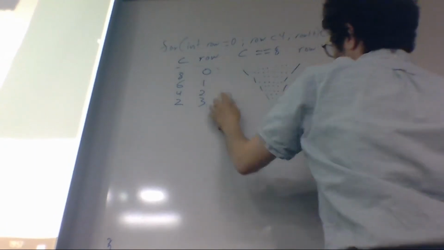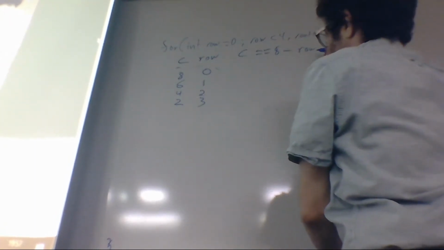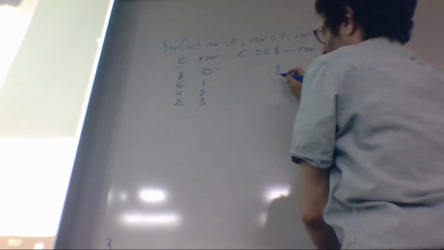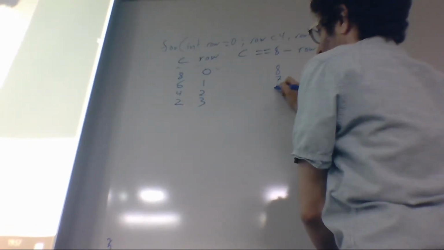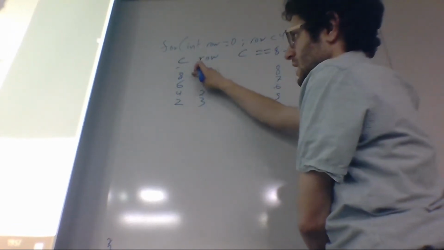What's the equation? Let's go ahead and just play with this equation for a second. What happens if we do 8 minus row? The first one will have 8 colons. The second row will have, so row 1 will have 7. This will have 6. This will have 5. What I need is 8, 6, 4, 2.